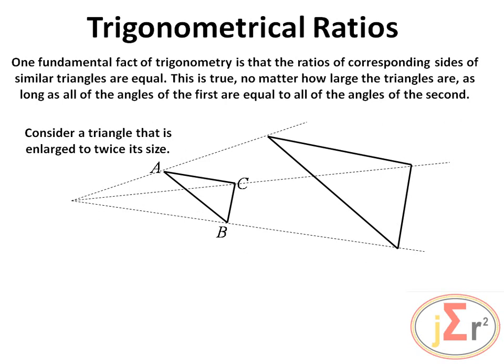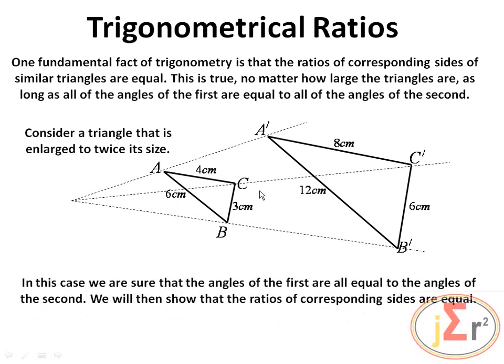So we have A, B, C, our first triangle, and our second triangle, A prime, B prime, C prime. Of course, A prime, B prime, C prime is an enlargement of A, B, C. And there we have the sizes of the sides of the first triangle and the sizes of the sides of the second triangle. You can see that 4 here and the corresponding side is 8, so it's an enlargement by scale factor 2. So this one is twice, and you will find that for the other sides the same is true.